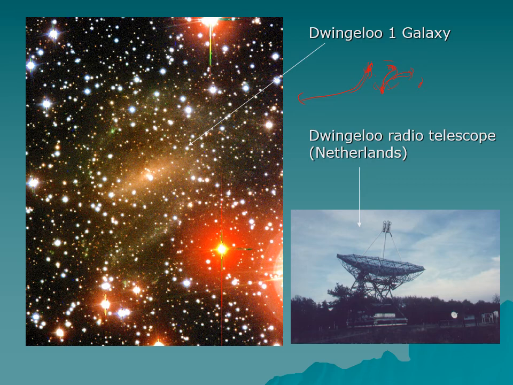So some textbooks list Dwingeloo 1 as a lone galaxy. Some textbooks list it as a very far off member of the local group, and some list it as an ejected member of the local group. It's very difficult to see because it's right behind the Milky Way, and so this picture here is in infrared, taken through the Milky Way, looking at it. Now, obviously, it's a big, nice, large spiral galaxy.